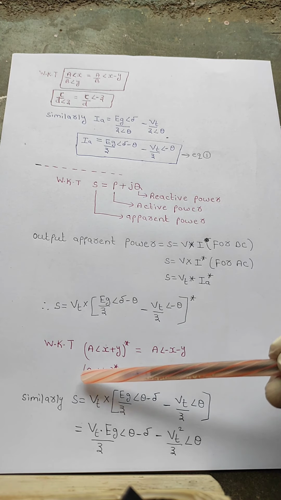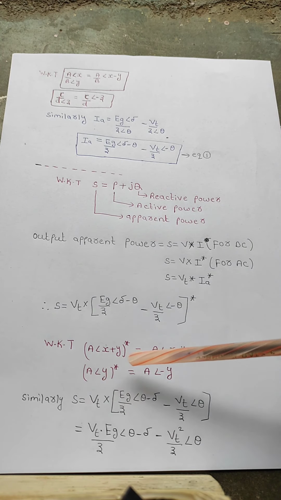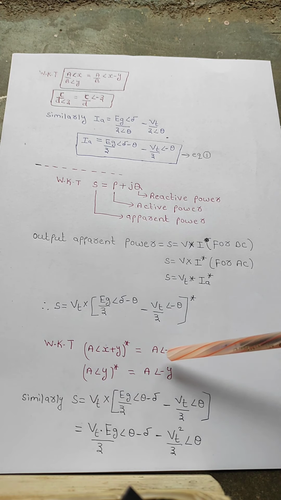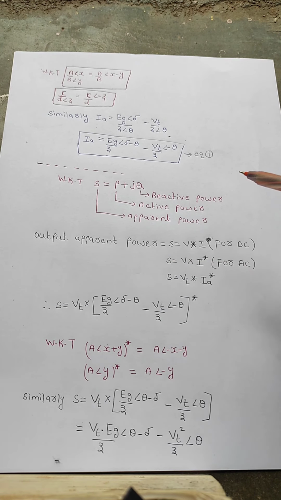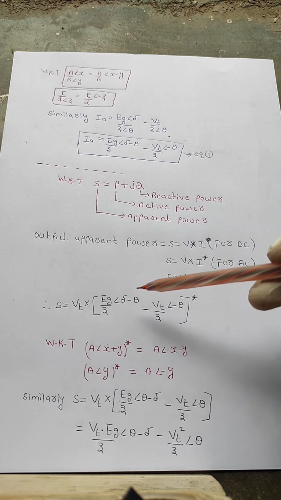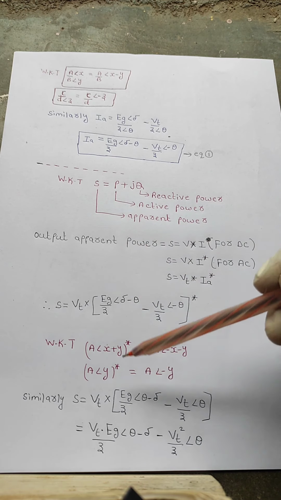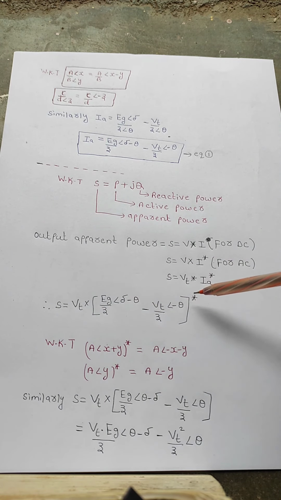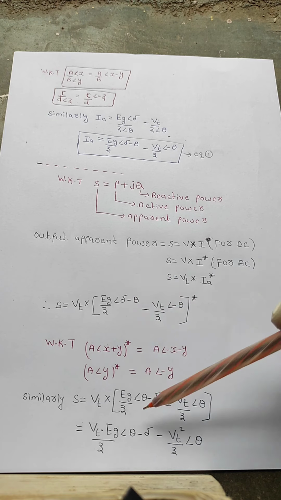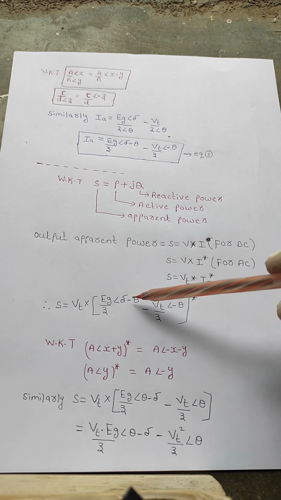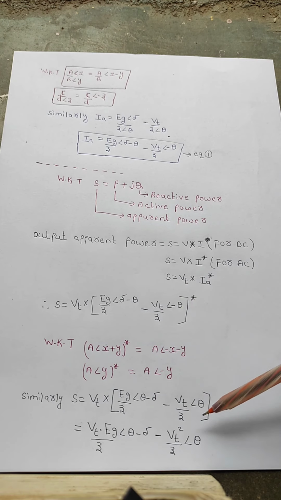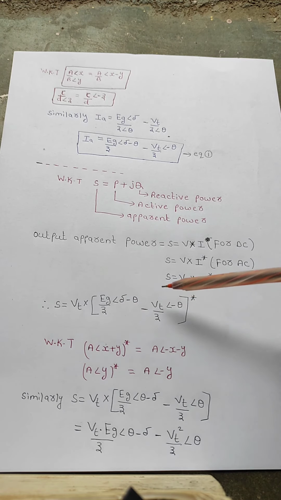Similarly here, A angle y whole complement equal to A angle minus y. So magnitude won't change, only the polarity of the angle will change. Similarly, S is equal to Vt into this big equation, where I have applied complement. What will happen? Minus theta changes to plus, and plus delta changes to minus theta. Similarly, minus theta will be changed to plus theta. Nothing but only the angle will be changed.